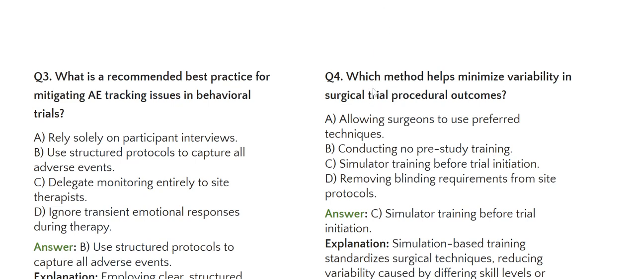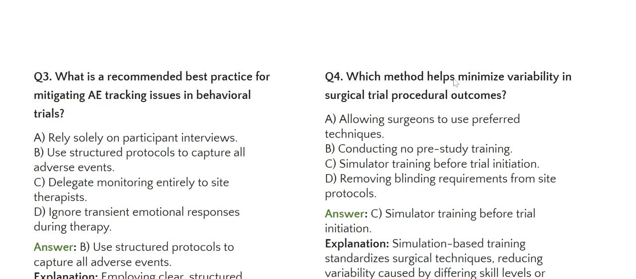Question 4. Which method helps minimize variability in surgical trial procedural outcomes? A, allowing surgeons to use preferred techniques. B, conducting no pre-study training. C, simulator training prior to trial initiation. Or D, removing blinding requirements from site protocols.